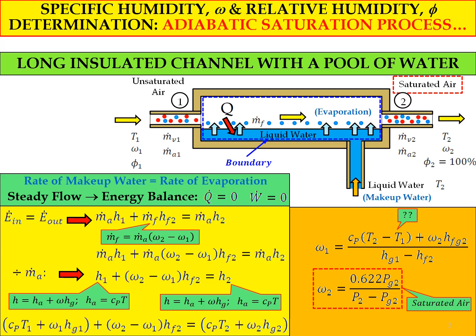Okay, so for this formula we do not know the values of T1 and T2. Later on we will try to identify the temperatures T2 and T1. If we can identify these two temperatures, we can determine the value of omega 1 easily. Okay, for P2, P2 is equal to P1, which equals the atmospheric pressure.